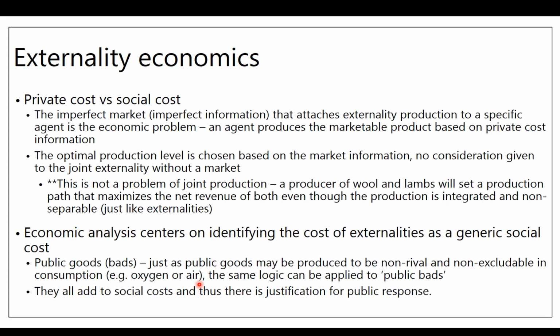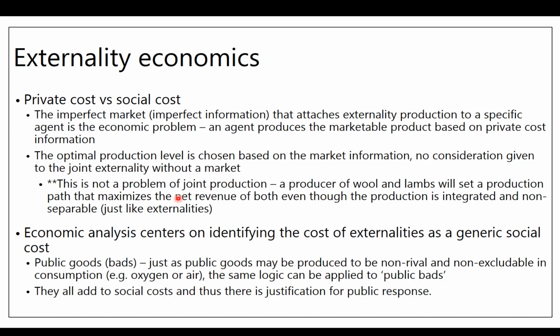Okay, how do the economics work, though? How do you get to those two solutions being what is in play? Well, the economics say that there's a private cost and a social cost. So the imperfect market that has externality production tied to a specific agent means that that marketable product, the one that actually the market is complete and exists for, will only reflect the private information. Okay, so they're going to choose an optimal production level based on just what the market signals to them, without considering the joint externality that there's no market for.